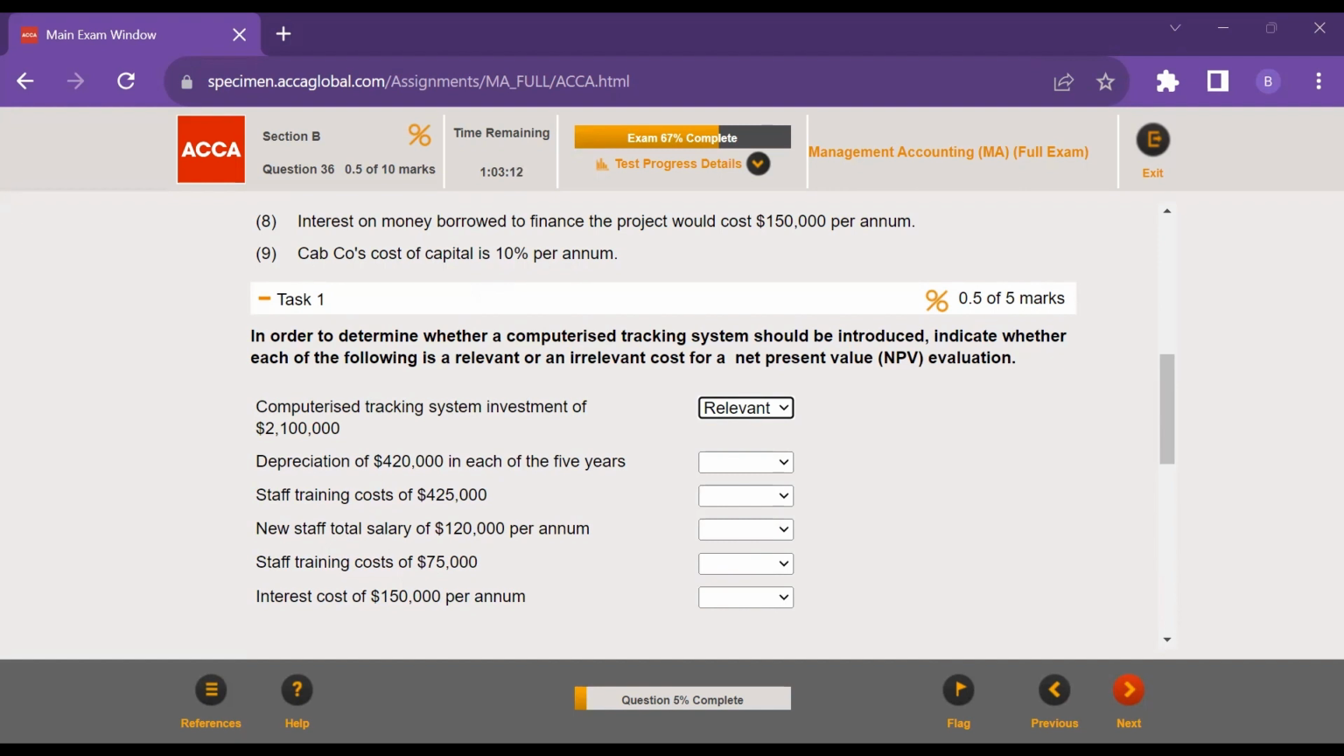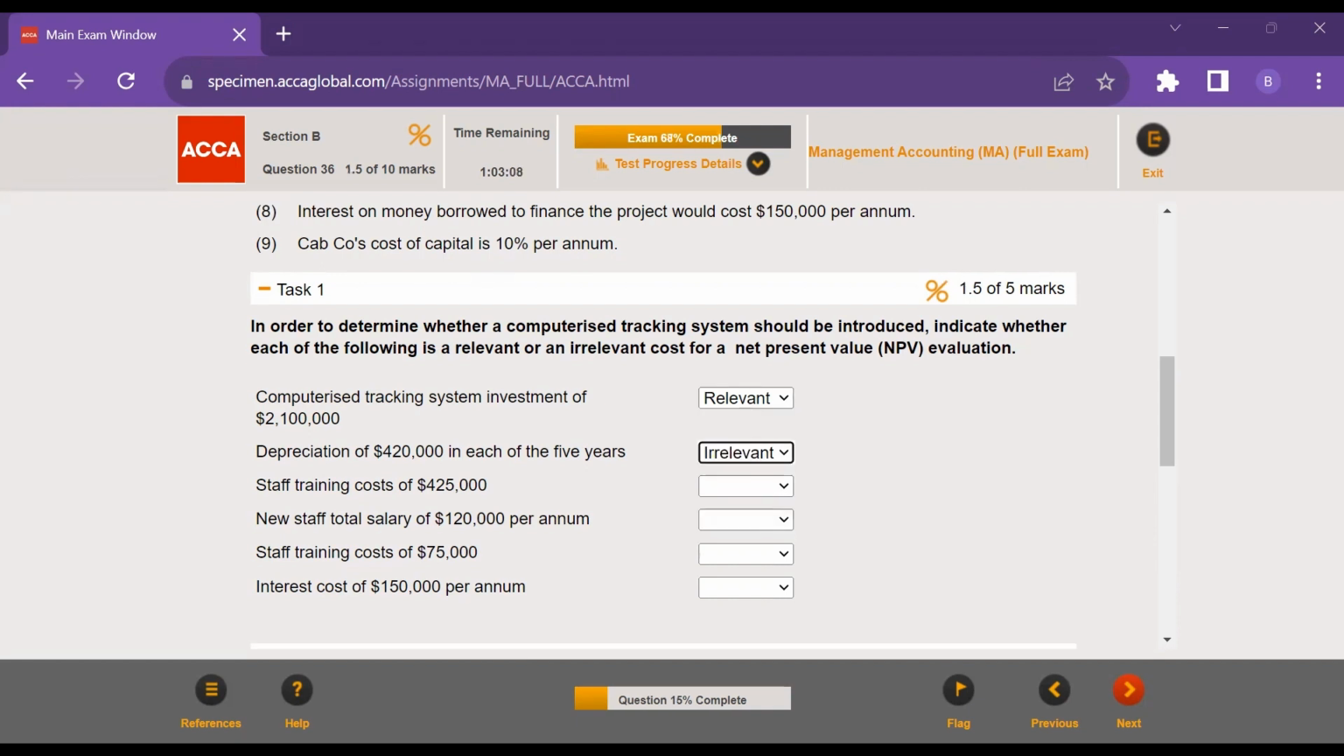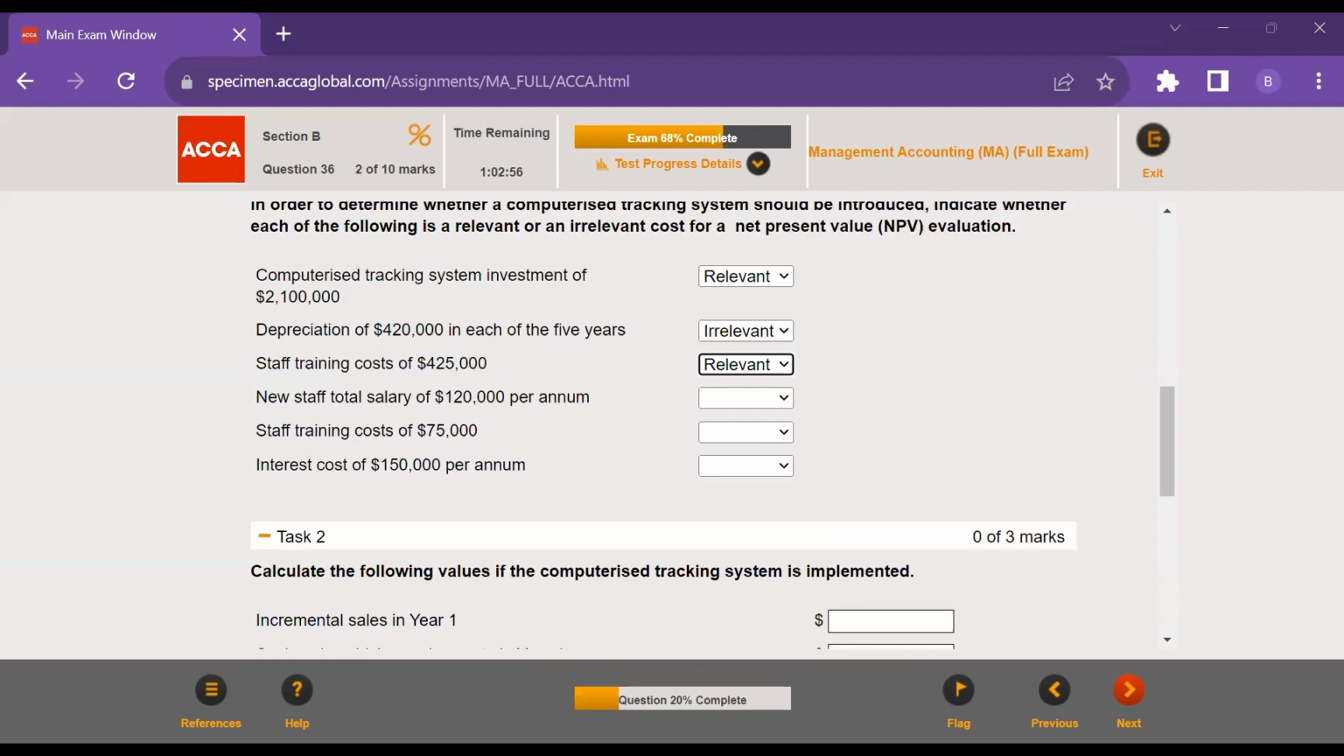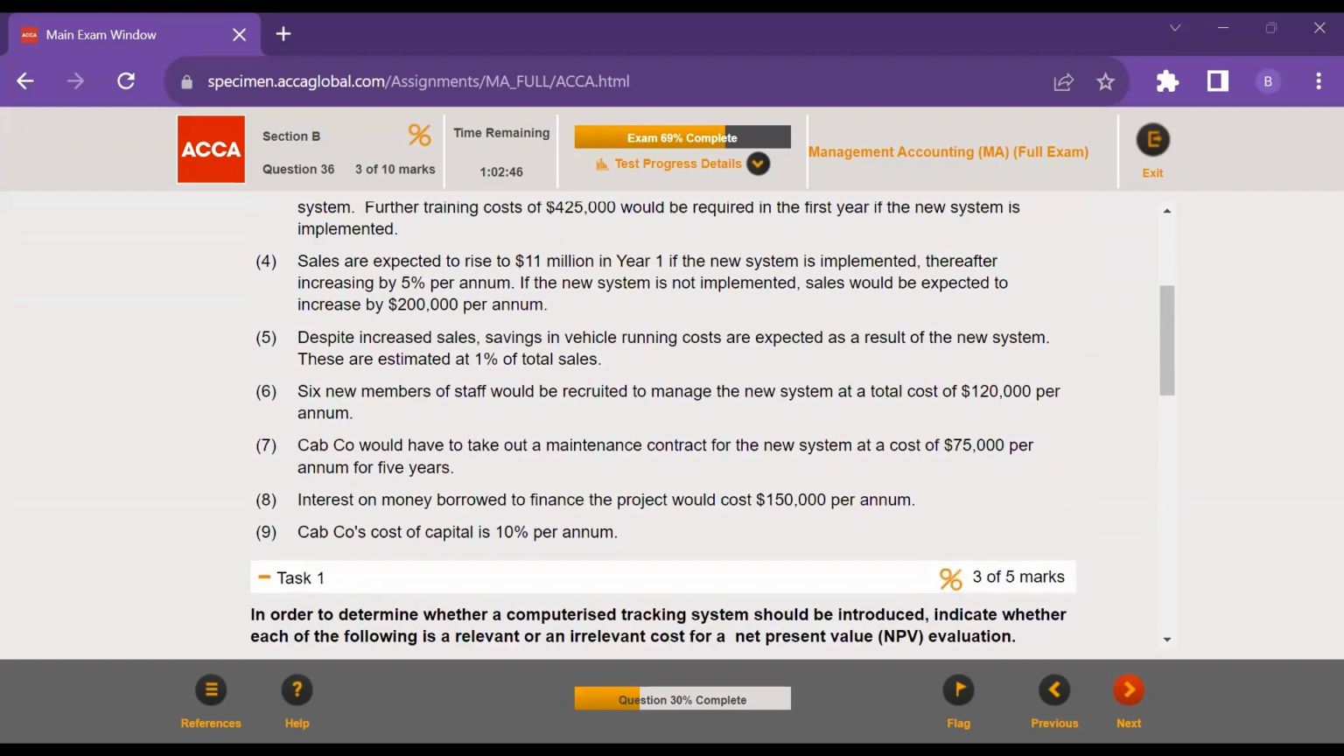Moving on to the next one, depreciation of 420,000 in each of the 5 years. Again, this is irrelevant because depreciation is a notional cost. Moving on, staff training costs of 425,000, definitely relevant because it will only be incurred because of undertaking this computerized tracking system. So yes, this is relevant. New staff total salary, again relevant because this is a future cost and it is an incremental cost. They are recruited specifically for the project, right?